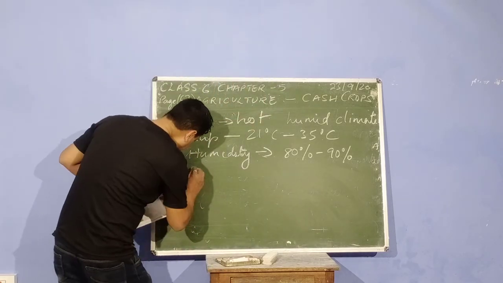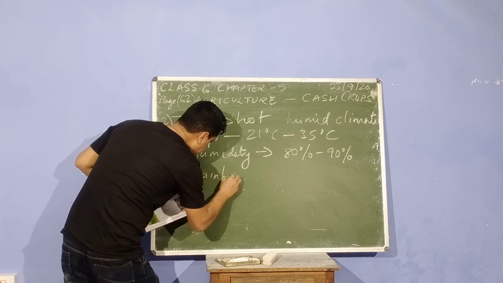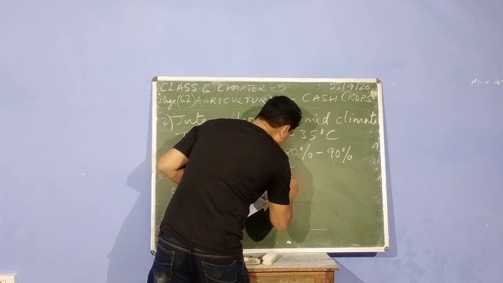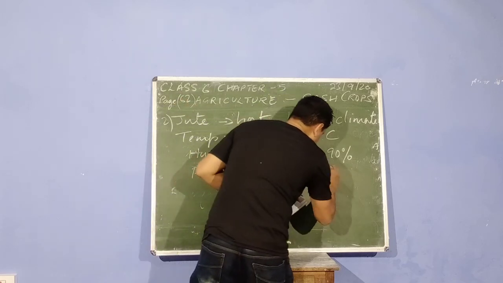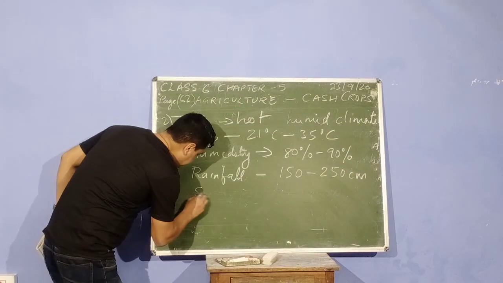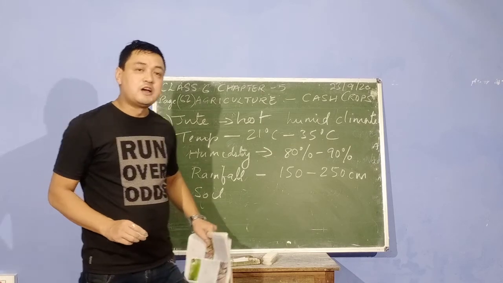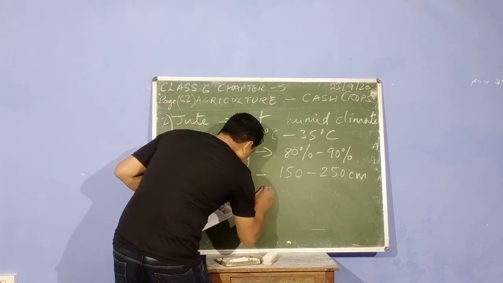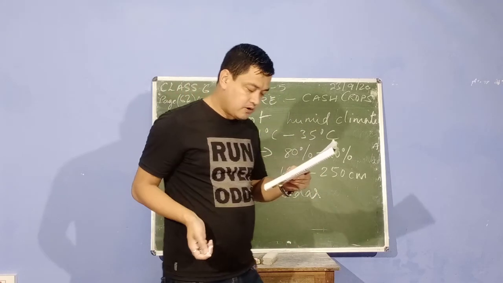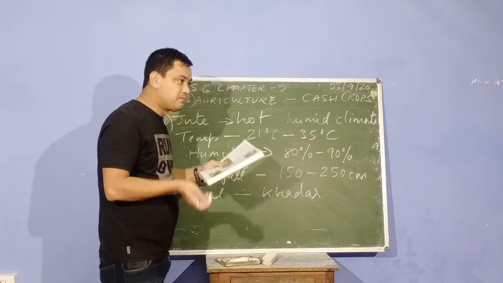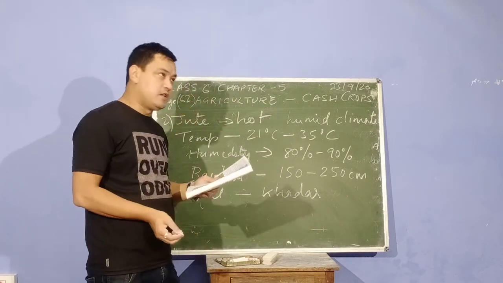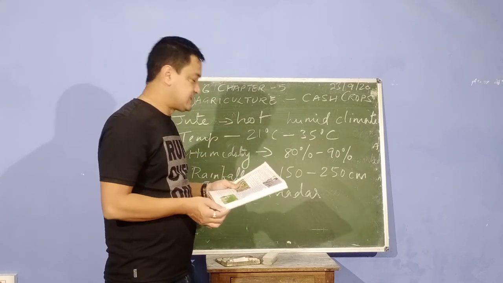Now rainfall. What kind of rainfall does it need? It needs 150 centimeters to 250 centimeters of rainfall. Very high rainfall is needed here. What kind of soil does it need? It needs fresh alluvial soil, that is called khadar soil. Last time I told you the soil is known as khadar. Khadar means new alluvial soil, which has been brought down by the river just now, which is very rich in fine silt, mud, clay, etc.